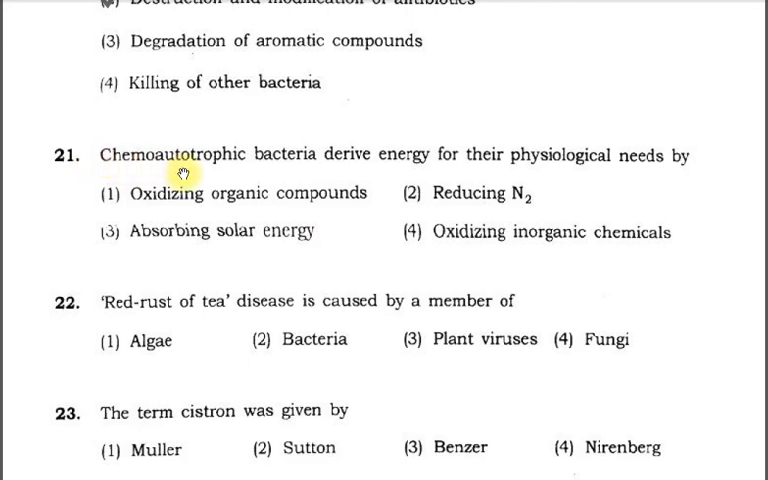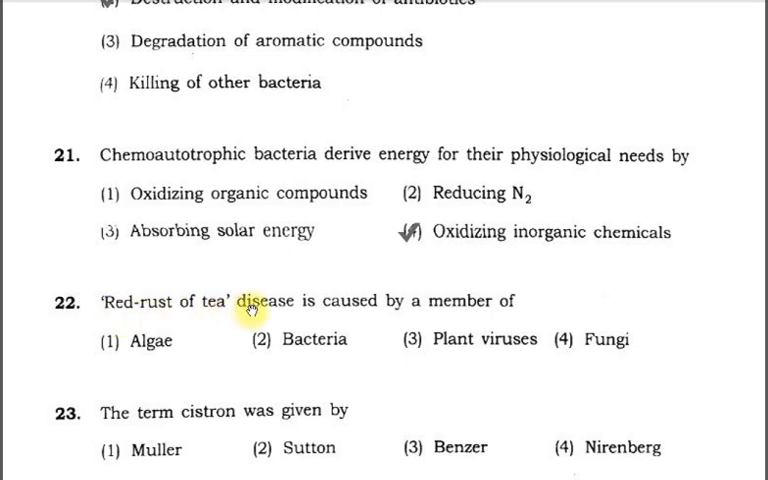Question number 21. Chemoautotrophic bacteria derive energy for their physiological needs by: 1, oxidizing organic compounds; 2, reducing nitrogen; 3, absorbing solar energy; 4, oxidizing inorganic chemicals. The correct answer is 4, oxidizing inorganic chemicals. These chemoautotrophic bacteria oxidize inorganic substances such as ammonia, molecular hydrogen, sulfur, hydrogen sulfide and ferrous ions.